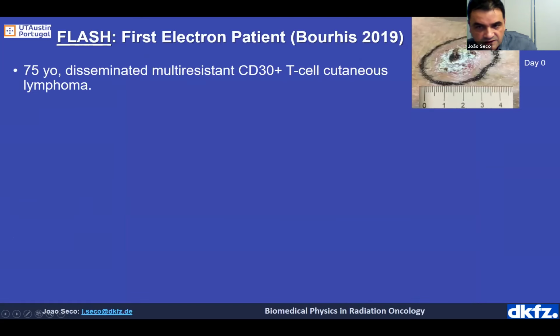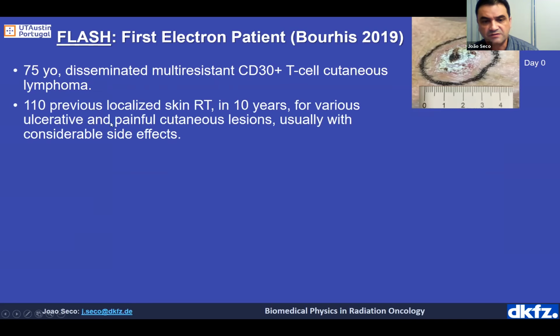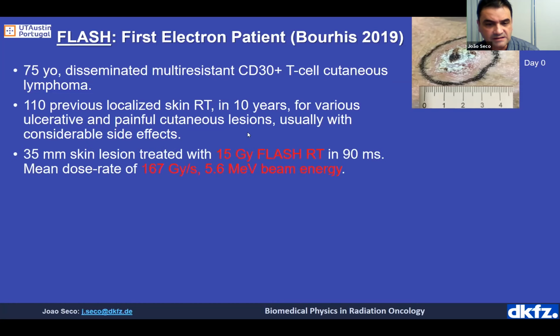So like I said, the first electron patient was then treated by Jean Bourhis' team in Lausanne with an electron beam, and they were treating a multi-resistant CD30-positive T-cell cutaneous lymphoma. And in this case, the person had received already a lot of interventions in the form of RT over the last 10 years, and he was struggling with this cancer. And so what they did is they delivered 15 gray in 90 milliseconds, so achieving a dose rate of 167 grays per second, extremely high dose rate, a very high dose of 15 gray, well above the 10 gray, so in clear conditions of flash.